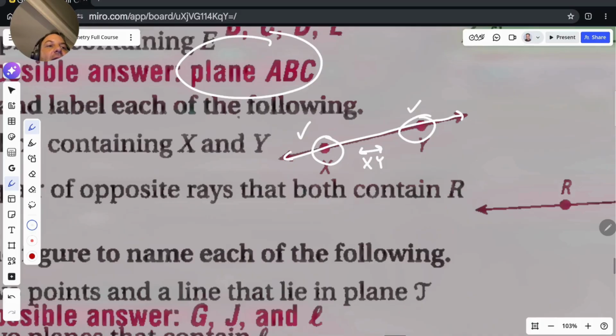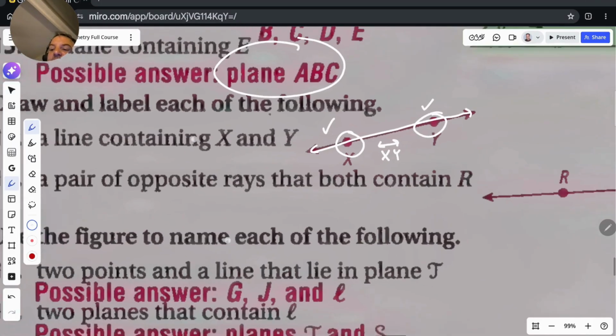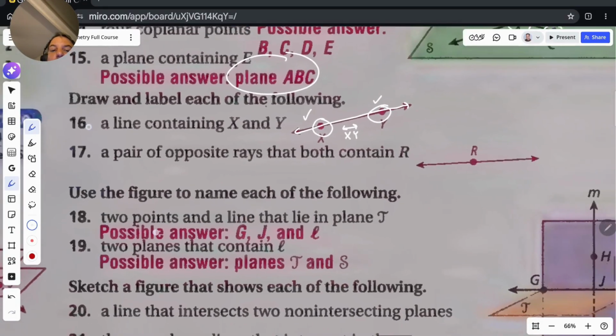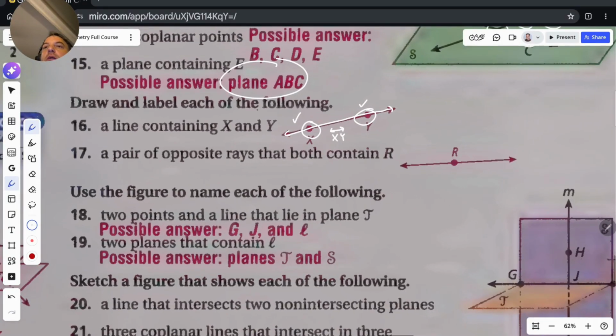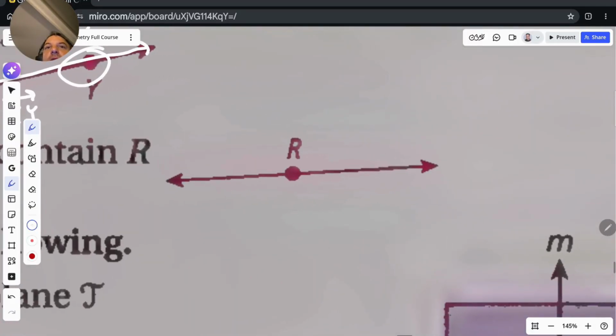With our arrows at the end. A double-headed arrow on top. All right, so again, this is a straight line through points X and Y, arrows on both ends. We can name that line XY. Now 17 is asking for a pair of opposite rays that both contain R. So here we'll have a horizontal line with R in the middle.